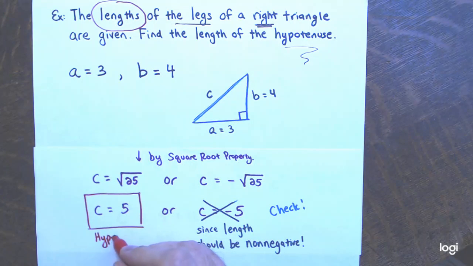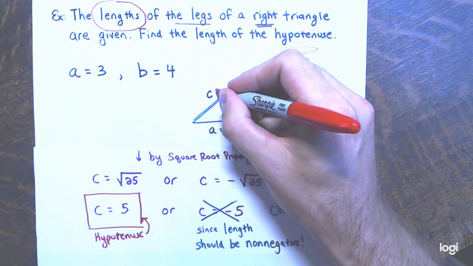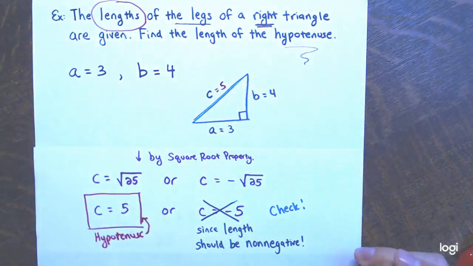And there it is, the length of the hypotenuse, positive 5. If you want to put it back in the diagram here, there you go. And 3 squared plus 4 squared is indeed 5 squared. The Pythagorean theorem holds. Okay, great.